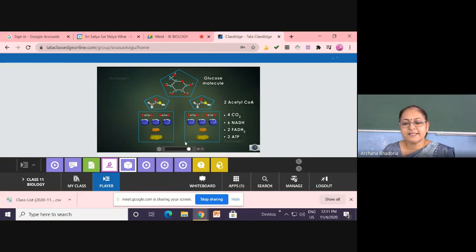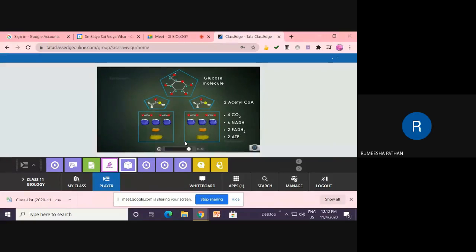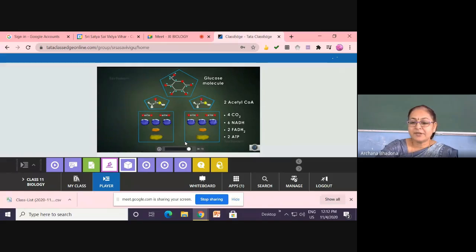Okay, so this direct ATP is that GTP only. Okay, in your cycle you have written GTP, so it is the same as the ATP. Okay, 1 GTP is equal to 1 ATP. Noted everyone? Yes, ma'am. Okay, so this is the summary of what will happen in cellular respiration.